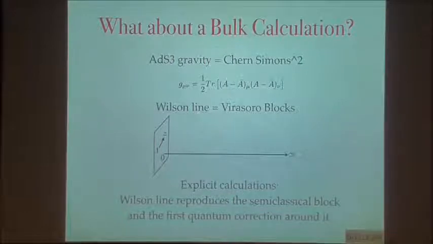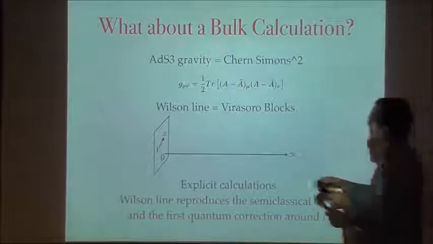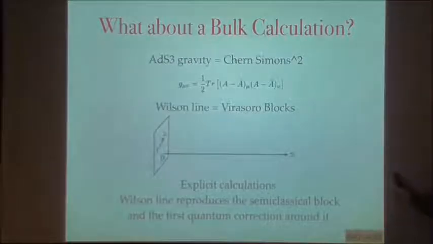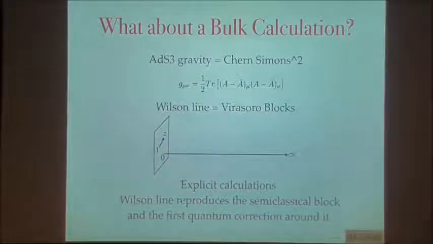Can you explain the picture? I didn't understand the picture. Oh, sorry. This is one Wilson line. This is another Wilson line. So we're looking at a 4-point function, right? Basically, there's one Wilson line connecting the 2 light operators, and there is another Wilson line connecting the heavy operators.